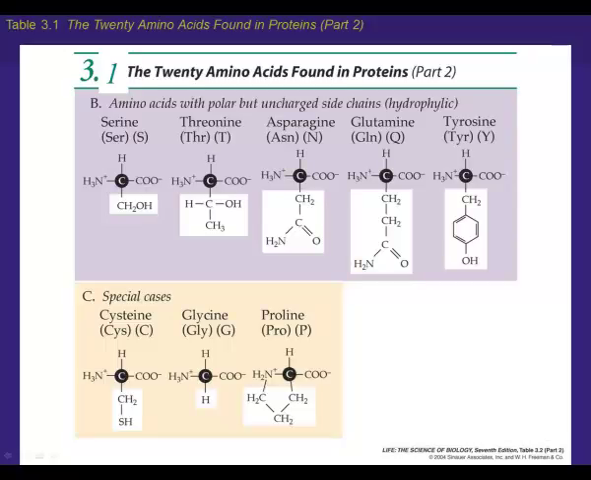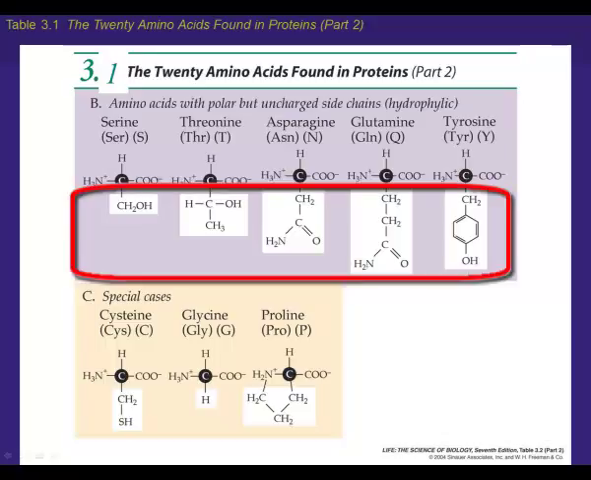Next are the amino acids that are not charged, but are hydrophilic due to the presence of polar side chains. There are 5 of these amino acids, and I'd like for you to stop just a moment and see if you can look at those amino acid side chains and determine what causes the polarity of those particular groups.